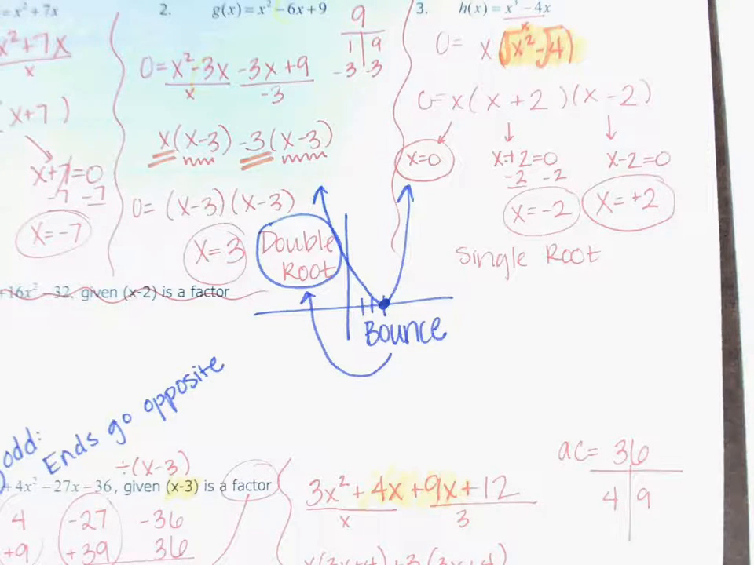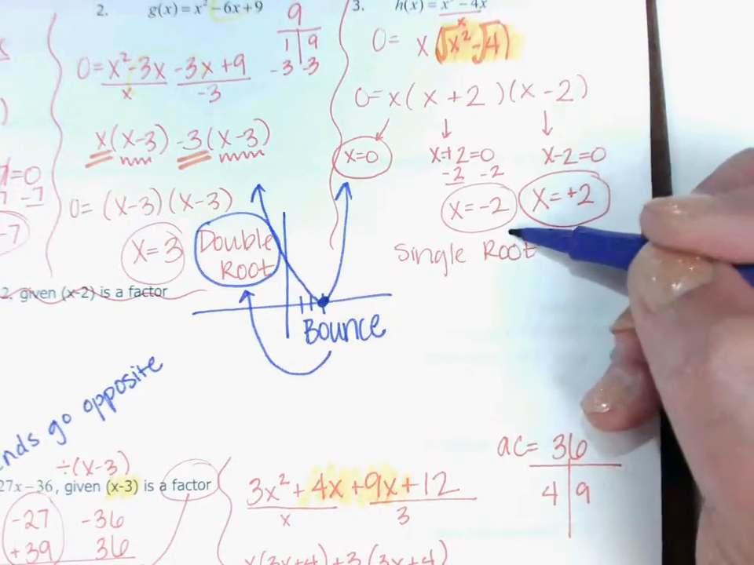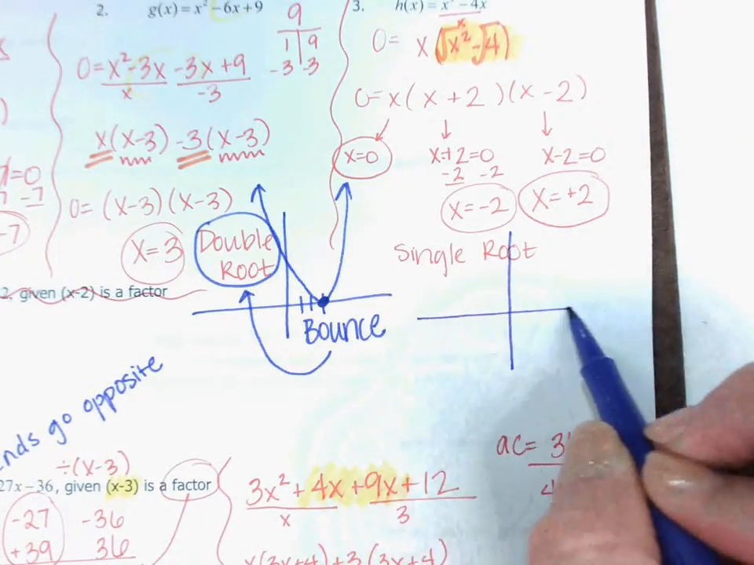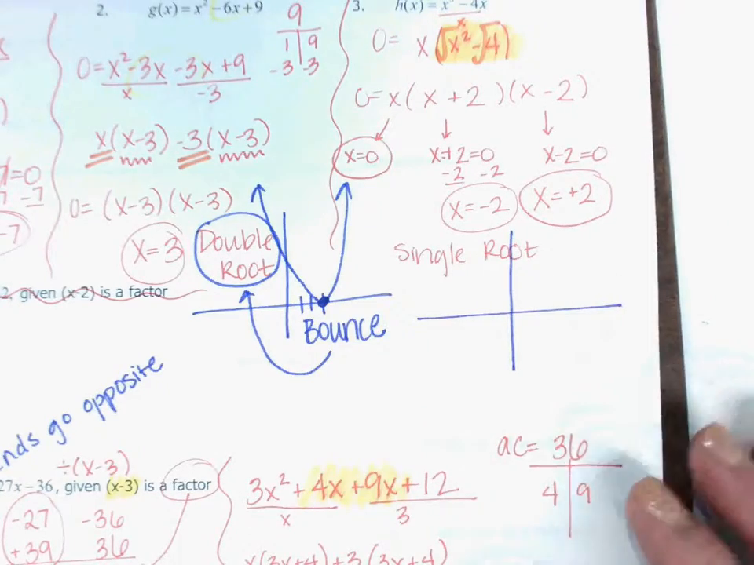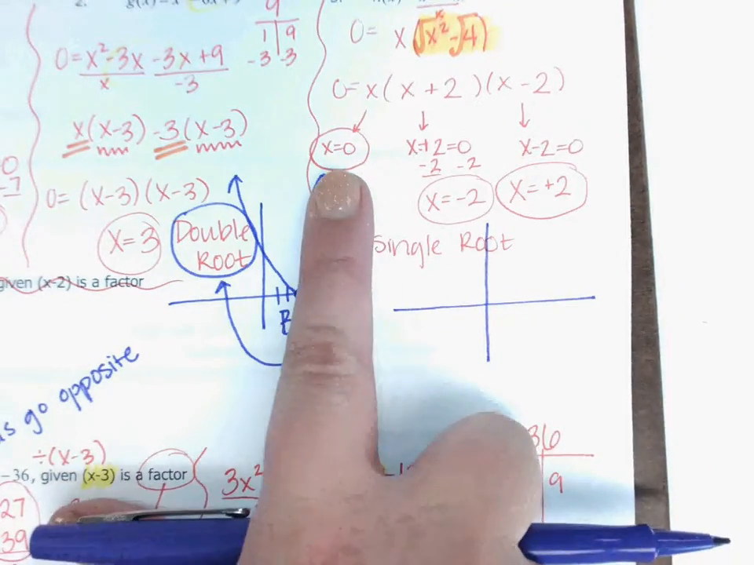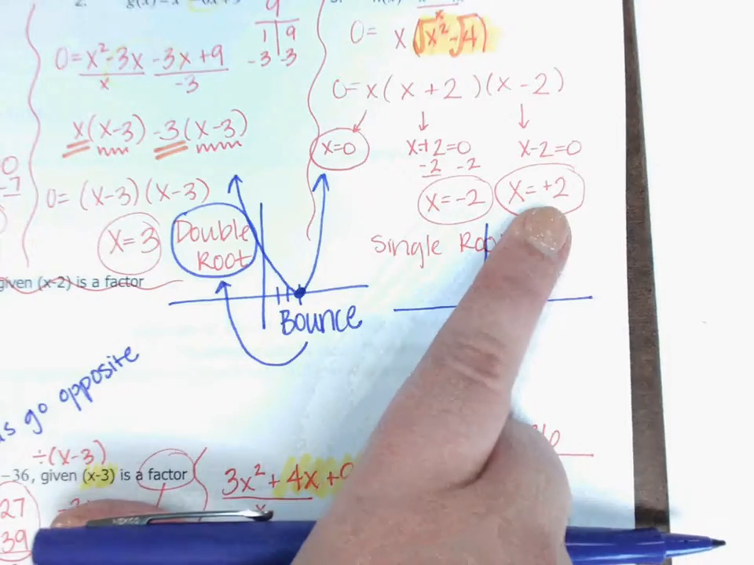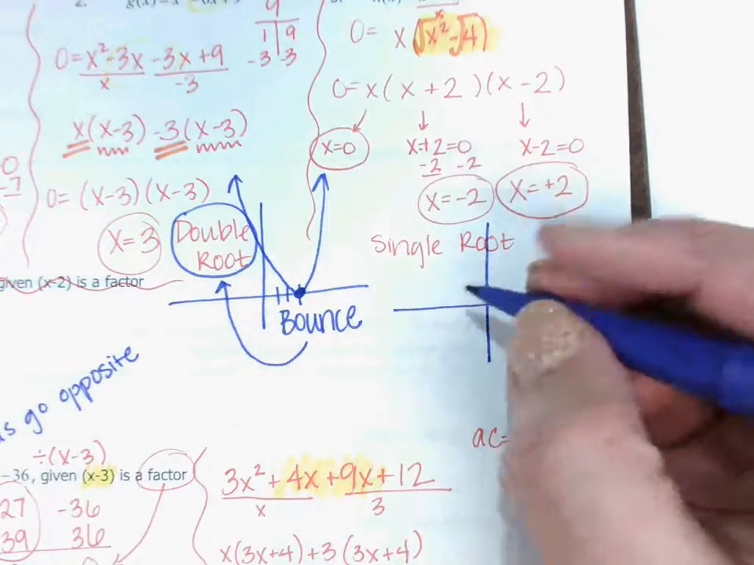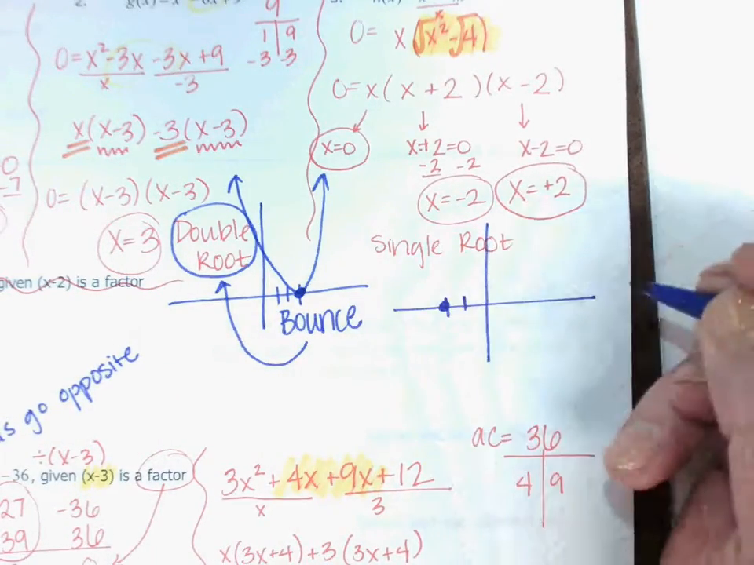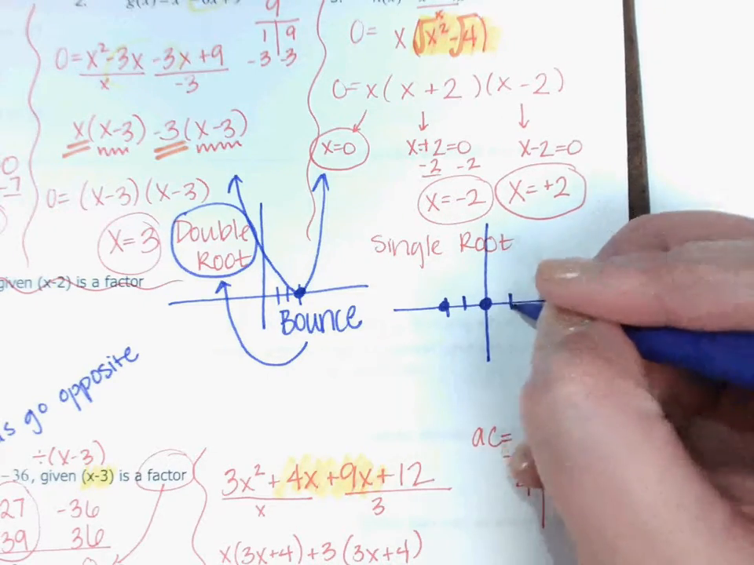Okay? So let's go ahead and just do one more. Let's do number 3. I guess we might as well. Okay, put graph number 3 here. What are my 3 values that I need to put dots on? 0, negative 2, and 2. So negative 2 we'll put here, 0 is here, 2 is here.